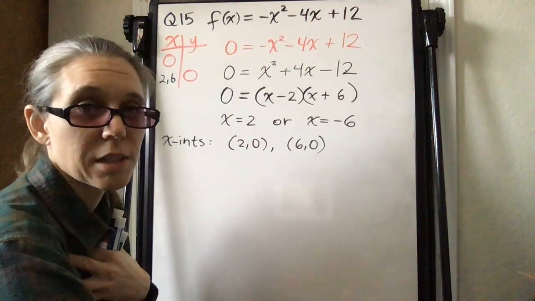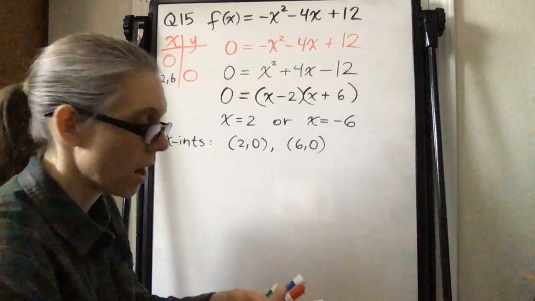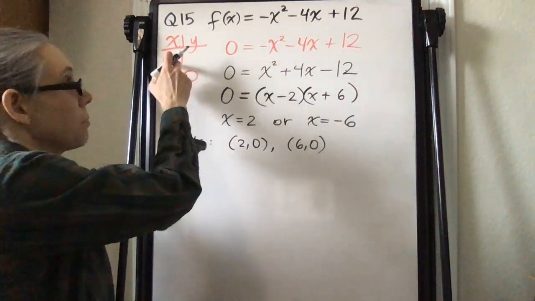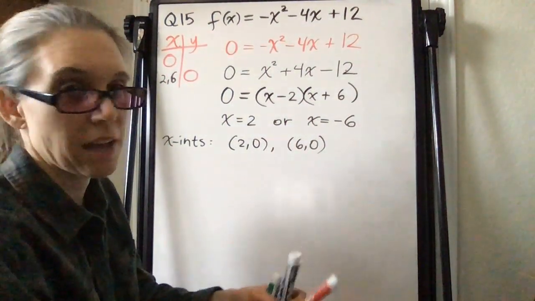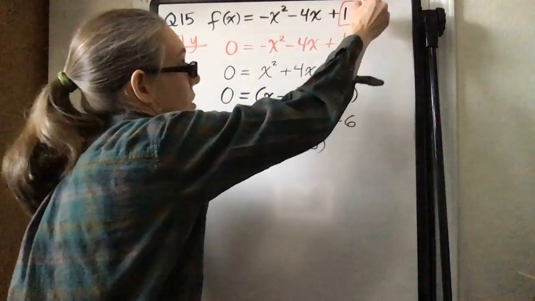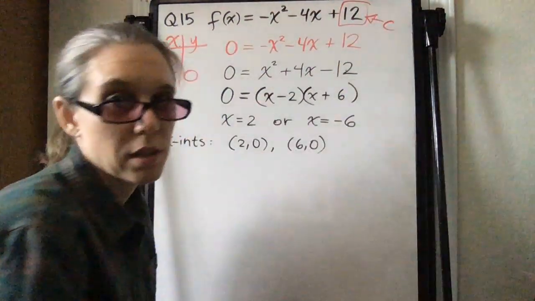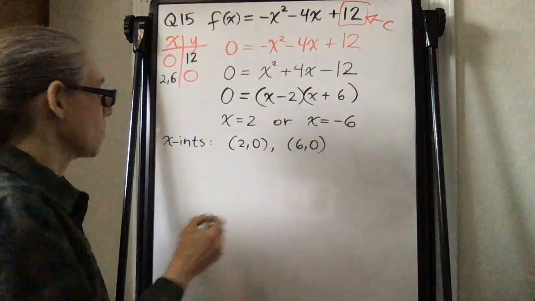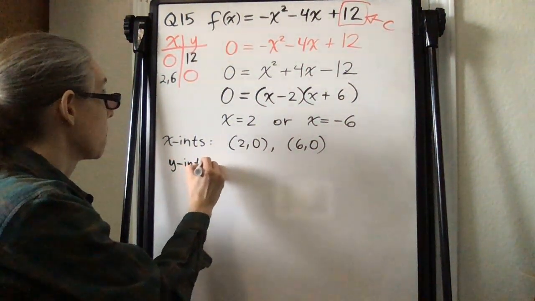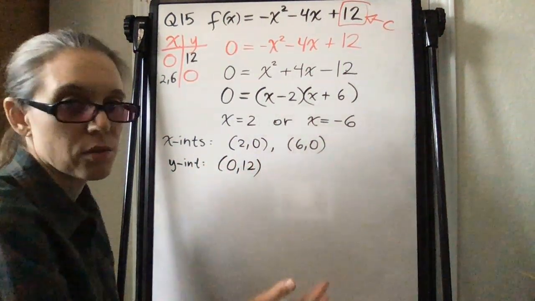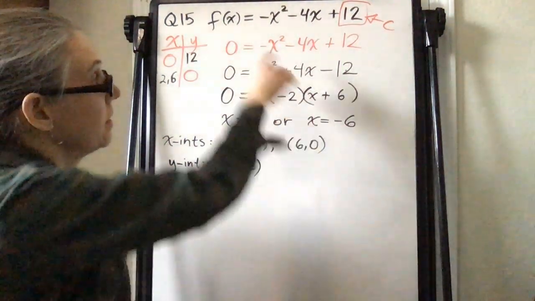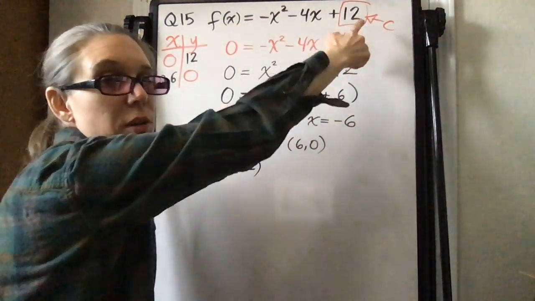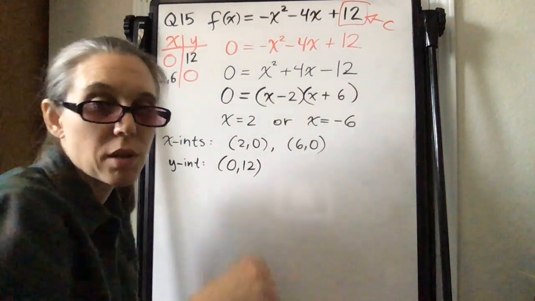Once you have your x-intercepts, then we also want to get the y-intercept. That's a c, not a b. To get the y-intercept, remember, you don't have to have any work. When it's written in this form, the c value is always going to be your y-intercept. So your y-intercept is (0, 12). You can also get this, of course, by plugging in 0 for x. We would have 0 minus 0 plus 12, which is still 12.